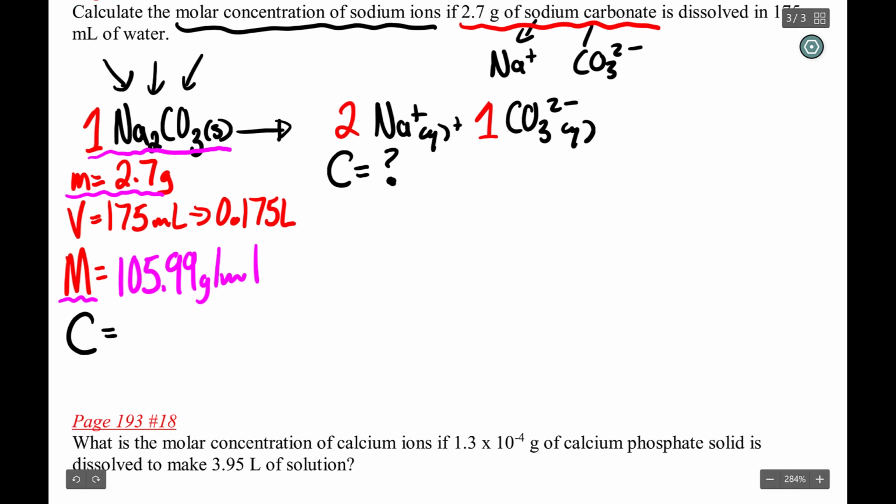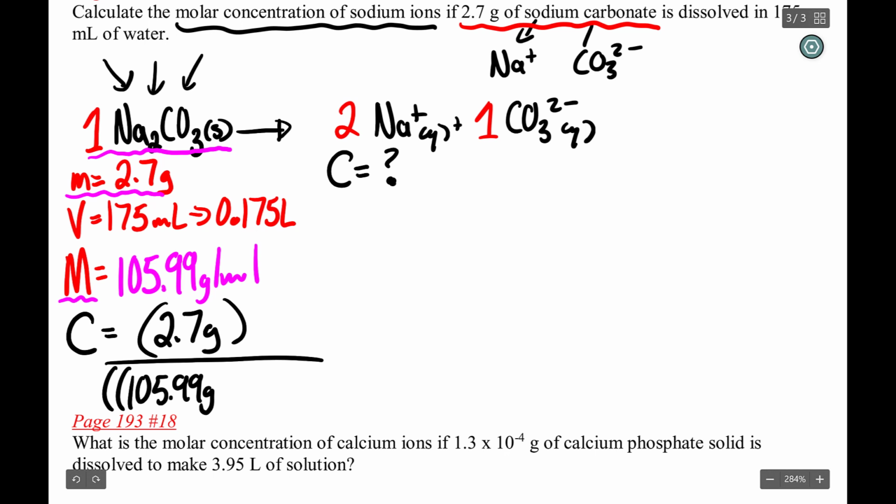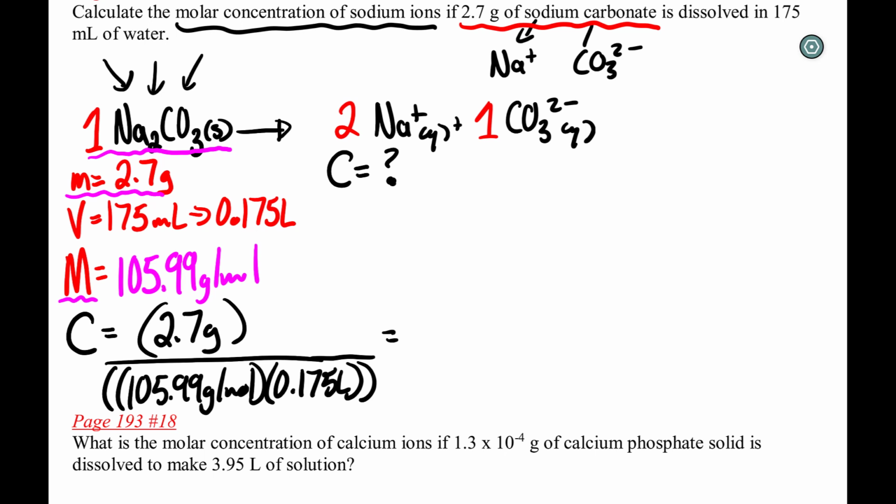So, starting with this, it's 2.7 grams of sodium carbonate, all over, double bracket, 105.99 grams per mole. Multiplying that by the volume of 0.175 liters. So I got 2.7. Okay, so this would work out to 0.14. Let's say it's actually 1.5 with rounding, moles per liter.